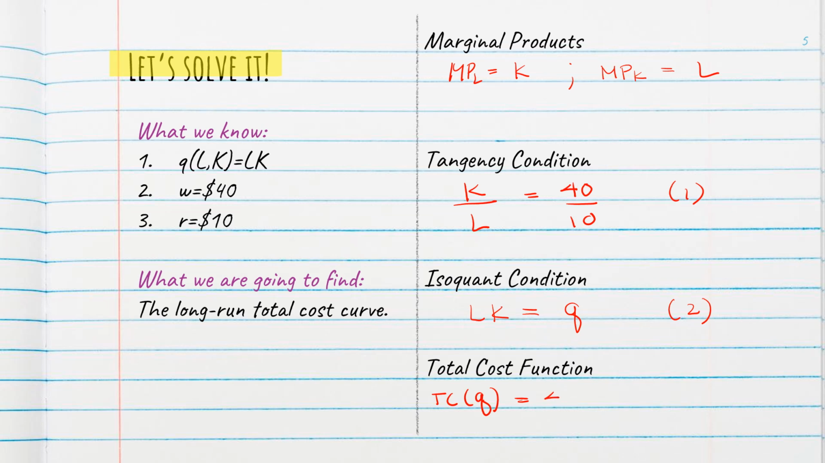It's going to equal the wage of 40 times L star of Q plus the rent of 10 times K star of Q. So I'm writing down the structure I know is going to exist for my total cost function. After I solve for L star and K star, I'll just plug them into this equation to get my total cost function at the end.